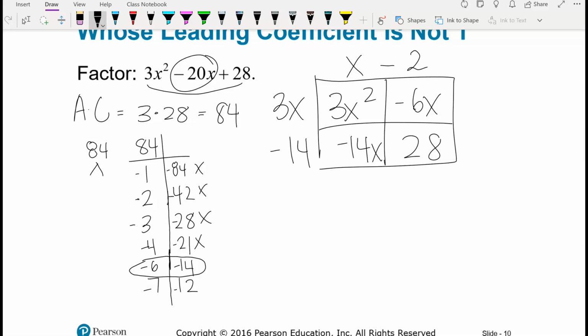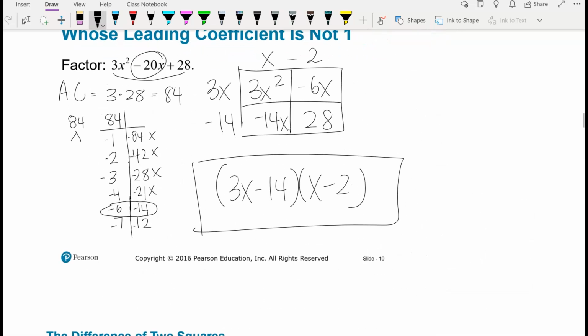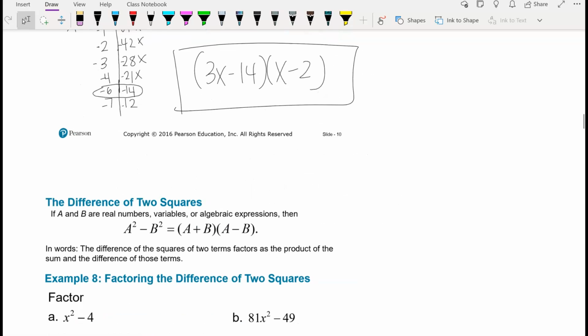Then you can do your multiplication. So negative 14 times negative 2 equals the positive 28. And then x times 3x, 3x squared, and the same for all around. So it'd be 3x minus 14 and x minus 2. You can do grouping or however you like to do those ones, but the box keeps it nice and tidy, and you can factor out your GCFs.